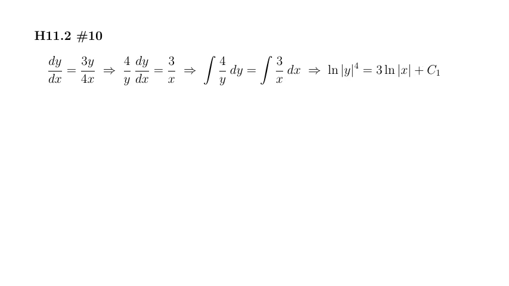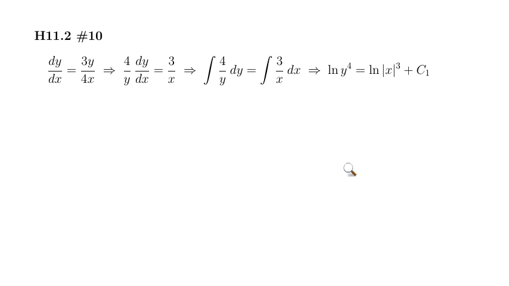Since this is an even power, we don't really need the absolute value sign, so I'm going to just remove it. I can also move 3 up here, so the 3 in front of the natural log can be placed up here as a power. Then you have some constant C1.